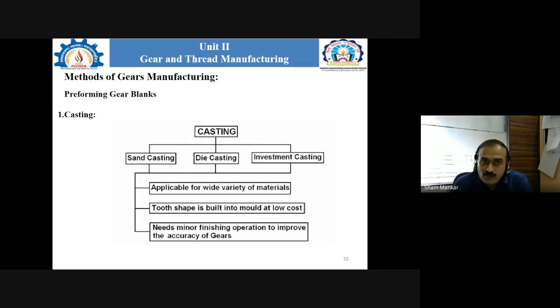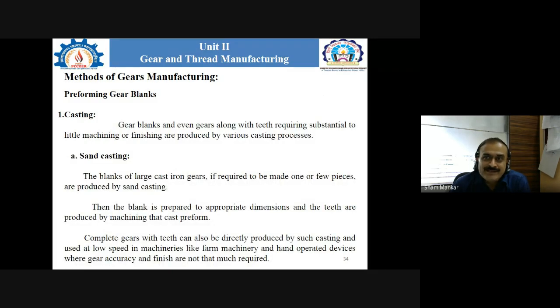Here, the purpose for which we are considering this casting process is for making the gears, correct? So when we are considering casting as a process for making gears, one must know what exactly happens in the sand casting process or the other casting processes. Again, whenever we are selecting a sand casting process, the die casting process, or the investment casting process, one must know some of the unique features of these processes when we are considering casting as one of the gear manufacturing processes, correct?